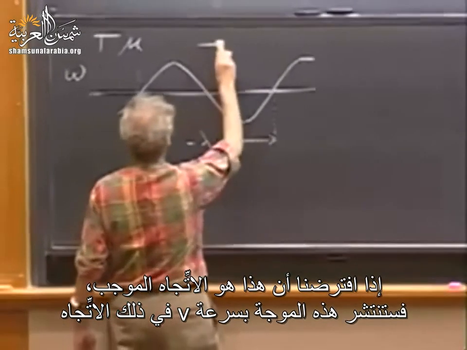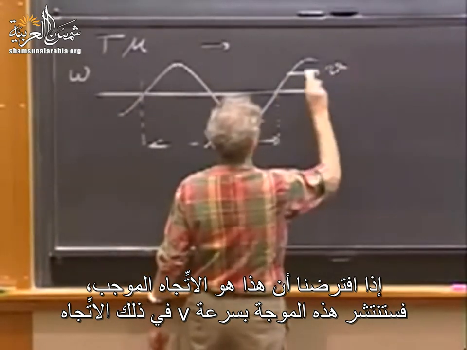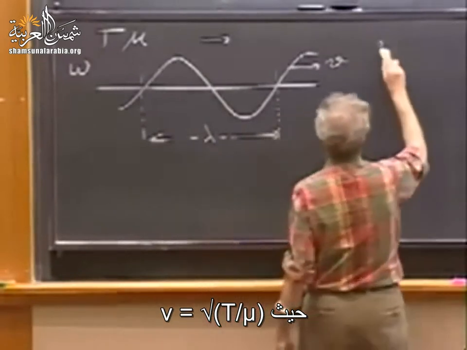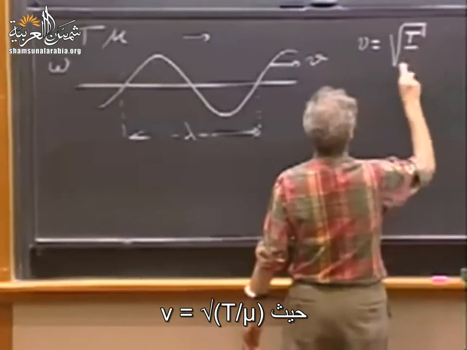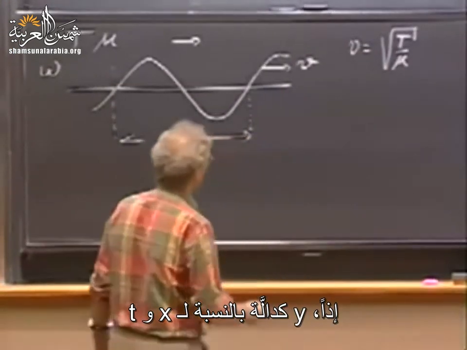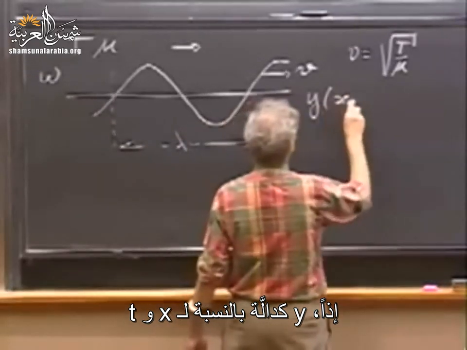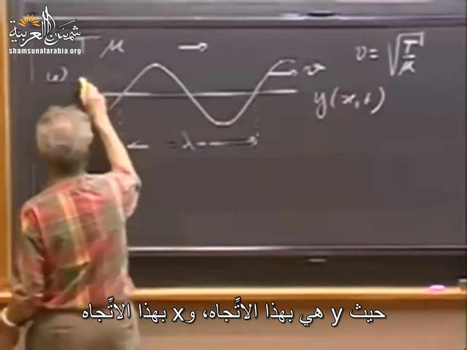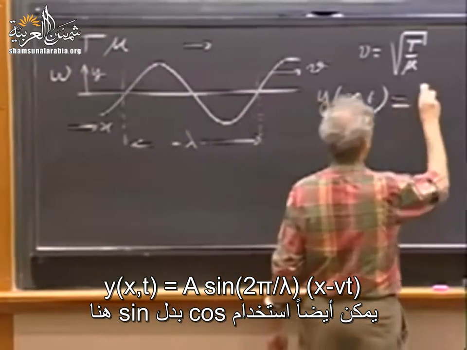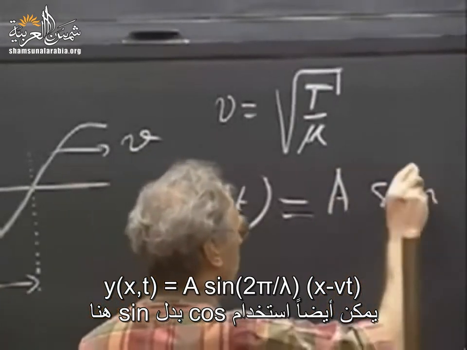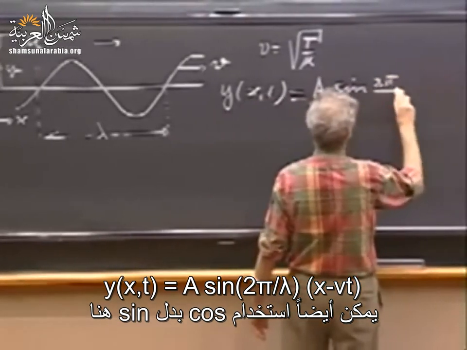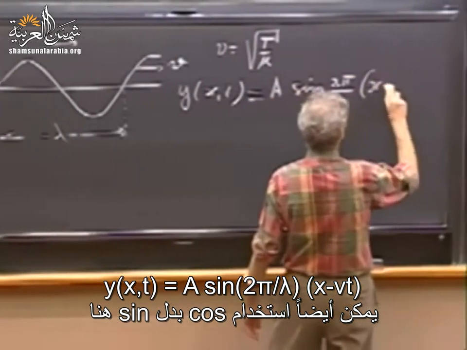If I call this the positive direction, this wave will propagate with speed v in that direction, and we know what v is. v is the square root of T divided by mu. We derived that last time. And so y as a function of x and t, y being in this direction, x being in this direction, is then an amplitude A times the sine, or if you wish, a cosine, that's fine with me, of 2 pi divided by lambda times (x minus vt).